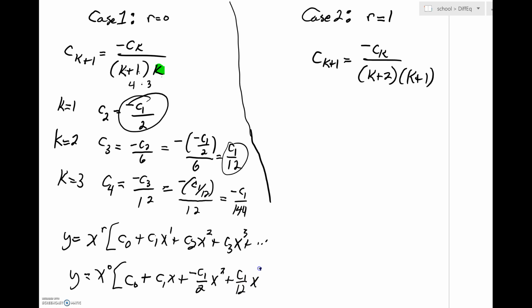I guess I went one step further. I actually found c sub 4. So we could say c sub 4 would be negative c sub 1 all over 144. And here's your x to the 4. Okay? So, of course, x to the 0, hey, that's just a 1. You could say, hey, look at that.